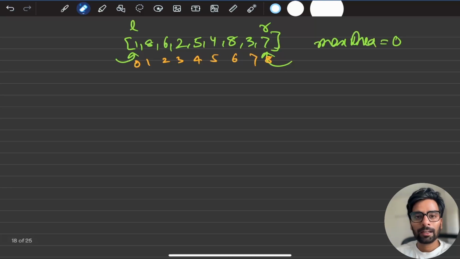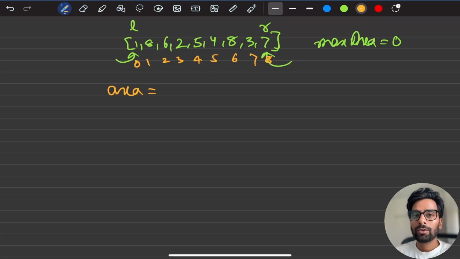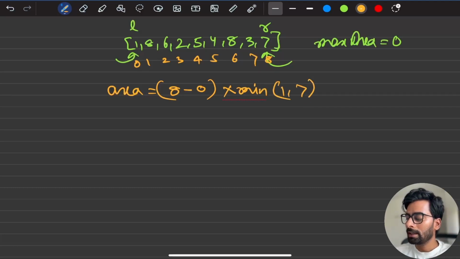Initially, my left is at the left extreme and right is at the right extreme. I have written the indexes. Left is at the 0th index, right is at the 8th index. Maximum area is 0. Now to calculate the area, we need width. Width can be taken by subtracting the index values. So this is 8 minus 0 into the minimum height, so minimum of 1 comma 7. That comes out to be 8 into 1, that is 8. So I will update it with 8.